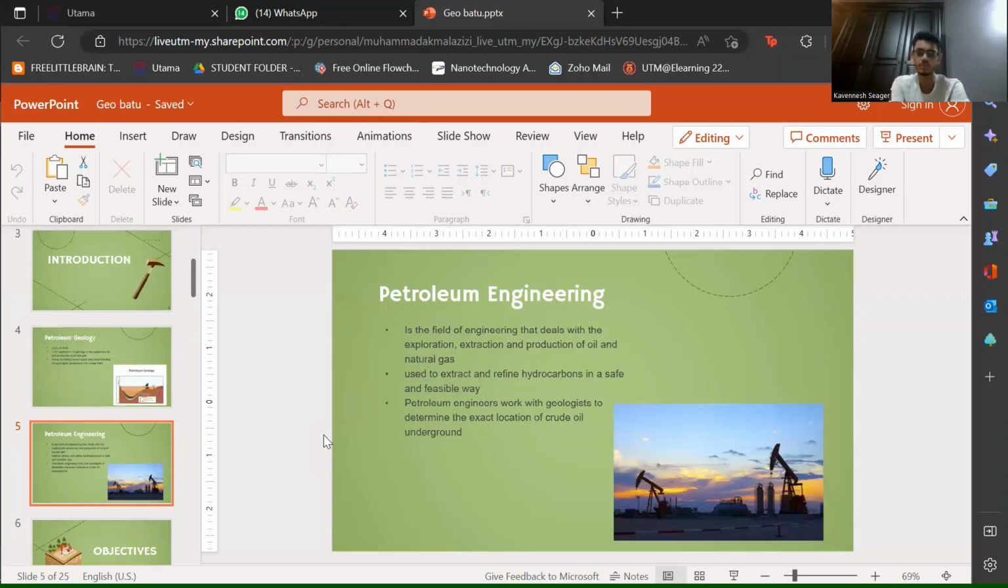Next will be petroleum engineering. Petroleum engineering is the field of engineering that deals with the exploration, extraction, and production of oil and natural gas. We use this engineering to extract and refine hydrocarbons in a safe and feasible way. Petroleum engineers work with geologists to determine the exact location of crude oil underground.